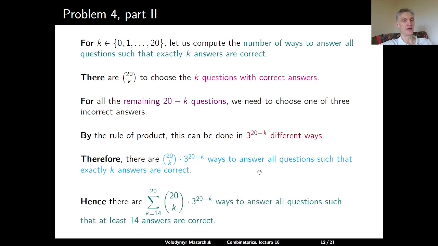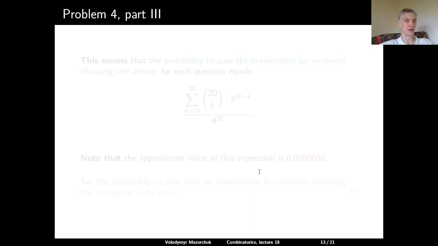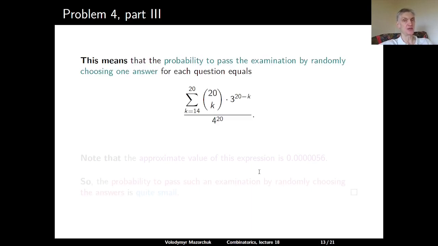And now, if we add this up over all k from 14 to 20, we get the number of ways to answer all questions such that at least 14 answers are correct. So that's the sum over all k from 14 to 20 of 20 choose k times 3 to the power 20 minus k. And now we divide one by the other. So the probability to pass the examination by randomly choosing one answer for each question equals the following fraction.